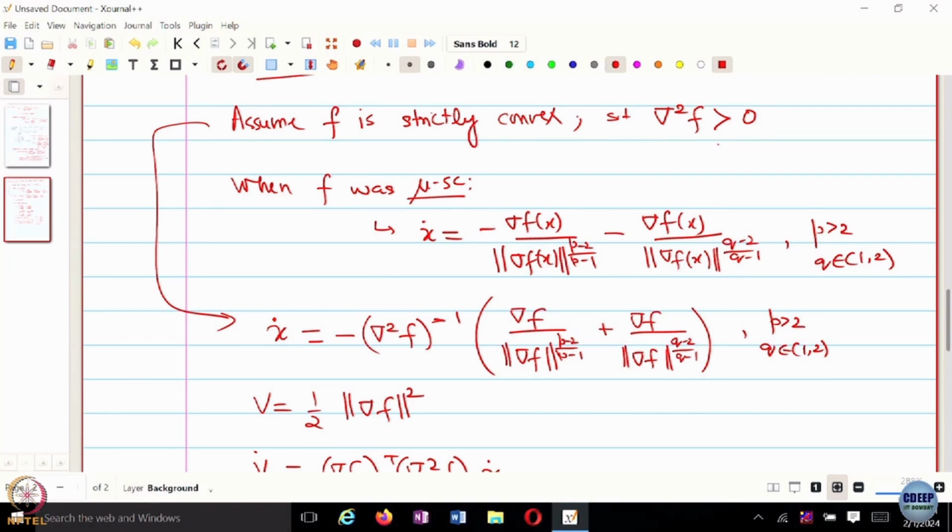So whenever you see strict convexity with the Hessian positive definite, it makes sense to use Newton's type of flow or a modified Newton's flow like this. This is basically an accelerated version of the same Newton's flow that we had looked at in the previous class.